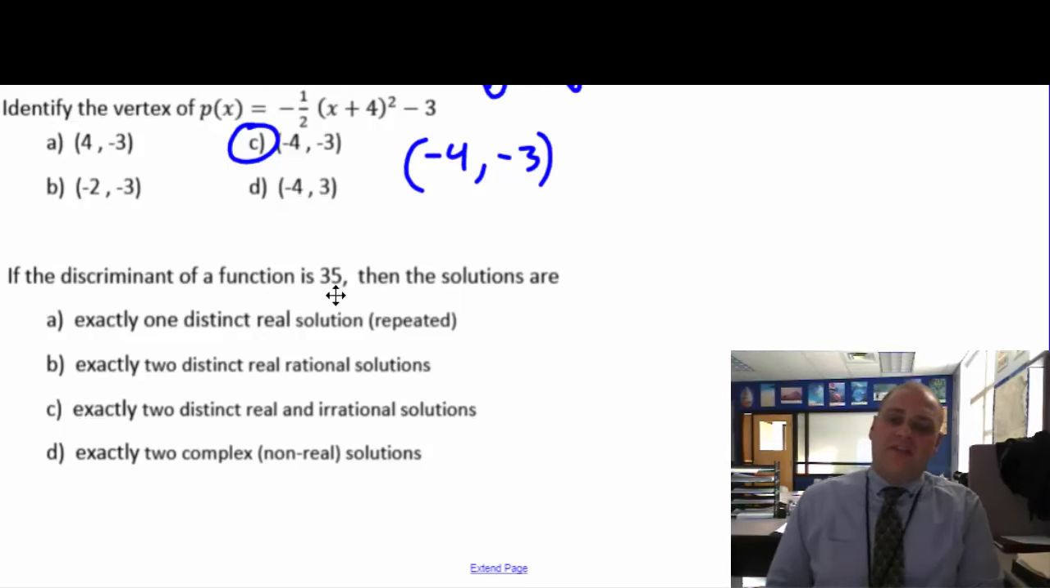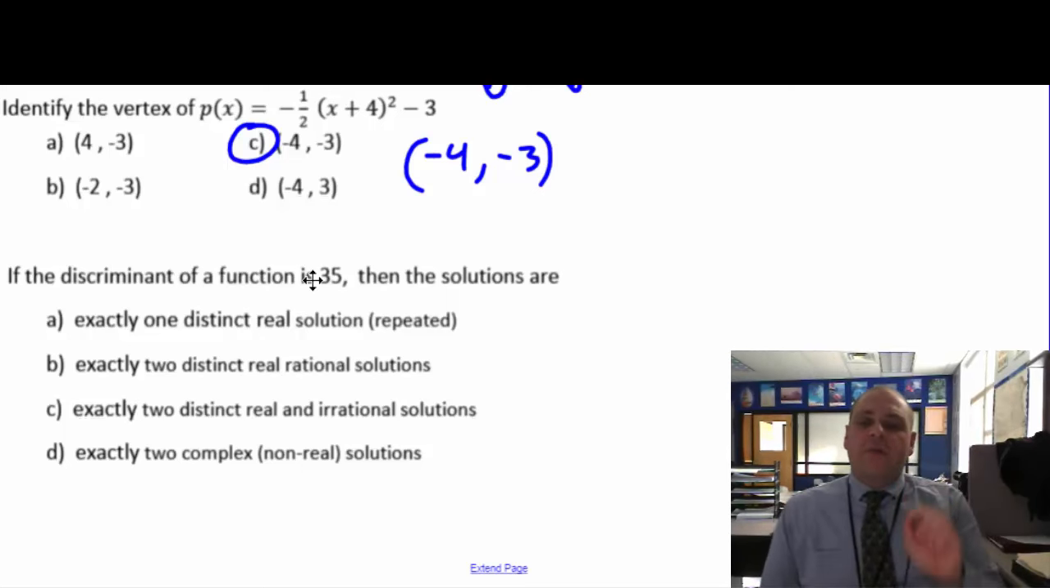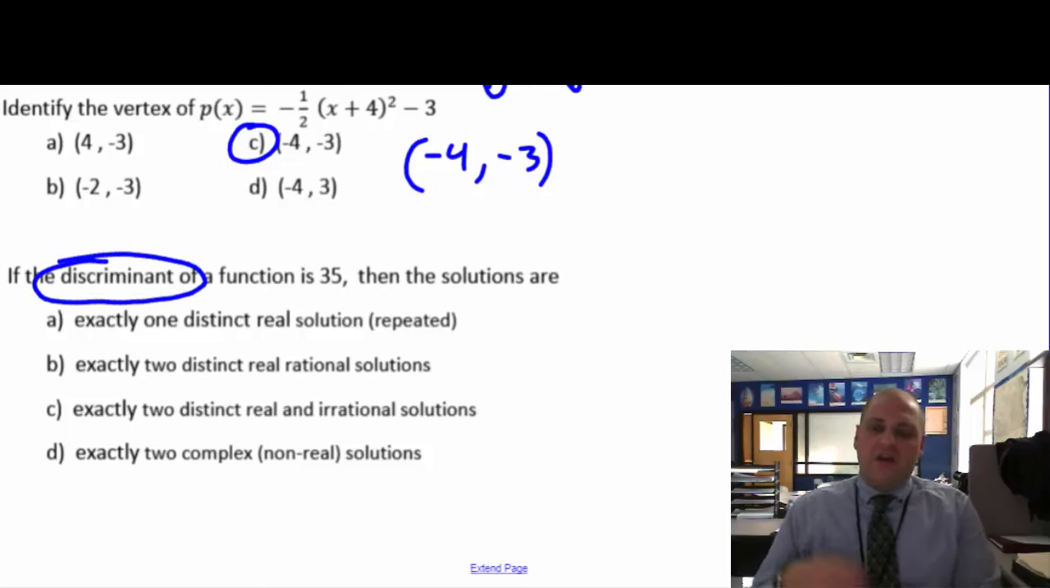And then the discriminant. If the discriminant of a function is 35, then the solutions are what? Think about what the discriminant is. The discriminant, by definition, is something that distinguishes something. What we talked about in the lesson video, something that's distinguished amongst other somethings. Okay, so what is that 35 when talking about quadratics?